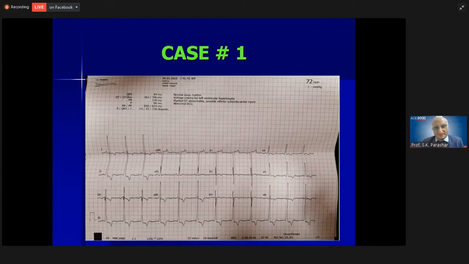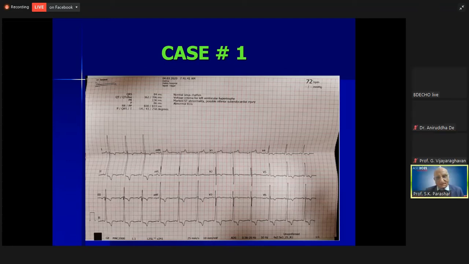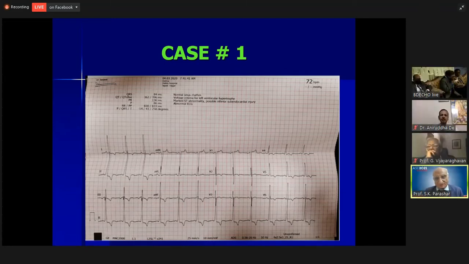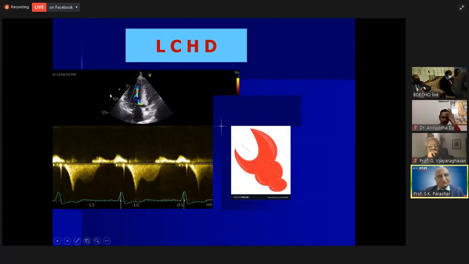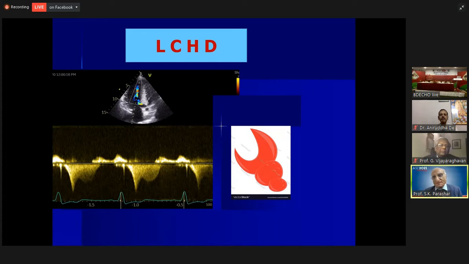And then they did an echo, and what we found out, I'm putting this just for our younger PGs. So what we found was something, this is why I presented this case: we have a number of such cases, but we never had such a good Doppler recording as we did now. So this was also the reason for presenting this as a short case.